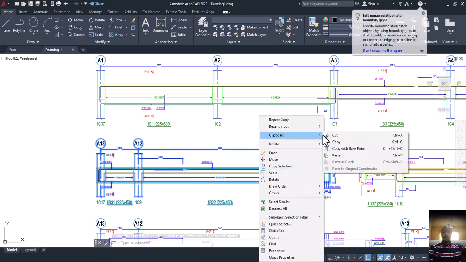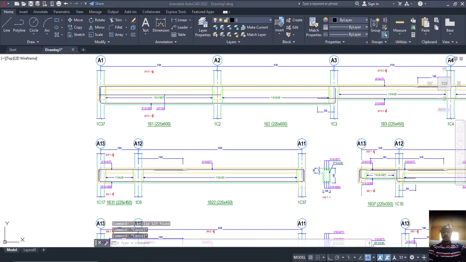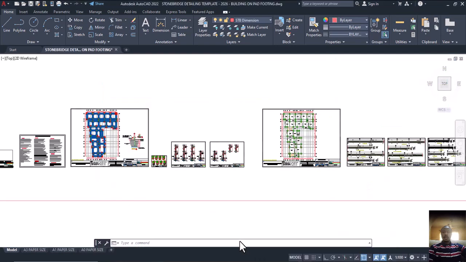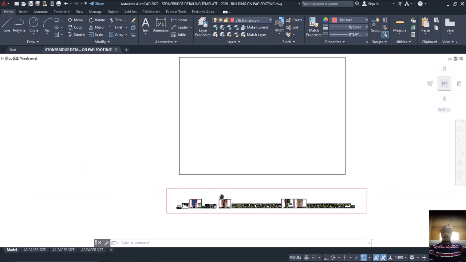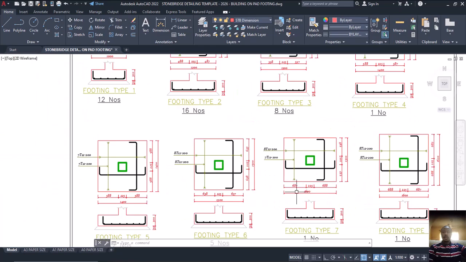Right click and come here and click on what? On copy. And let me go to my Stonebridge 2024. Sorry, 2026. Let's go to 2026 first. This 2026 Stonebridge, that's on pad. Can you see? This is a pad. Is that okay? All right.